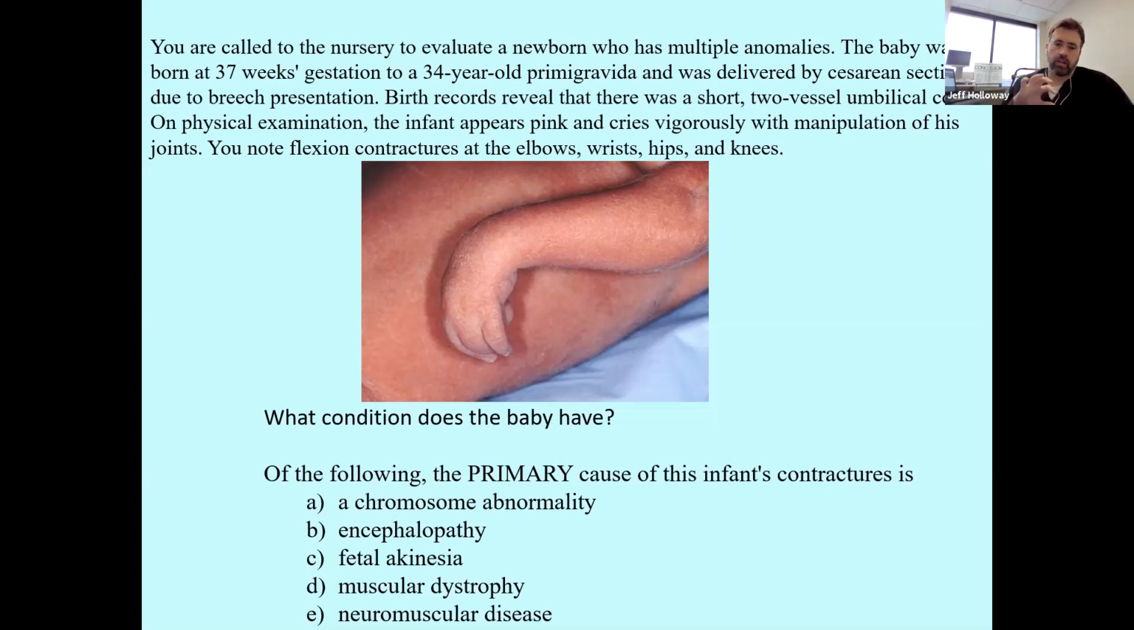So again, this is where you've got to think of what this baby has. And now what they're asking is, of the following, the primary cause of this patient's contractures: chromosome abnormality, encephalopathy, fetal akinesia, muscular dystrophy, or a neuromuscular disease. So does anyone know what this patient has?